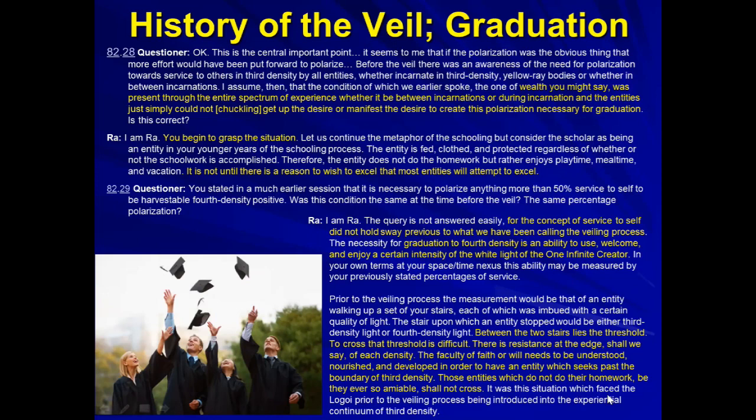It was this situation which faced the Logoi, the sons, the initial creator sons, prior to the veiling process being introduced into the experiential continuum of third density. So that was the problem they were trying to solve, right? To know and understand the answer of why the veil, we first needed to understand the context of what they were trying to solve if they introduced the veil, if it wasn't always there. What was the problem? And this is his description of the problem they were trying to solve. Questions about that?